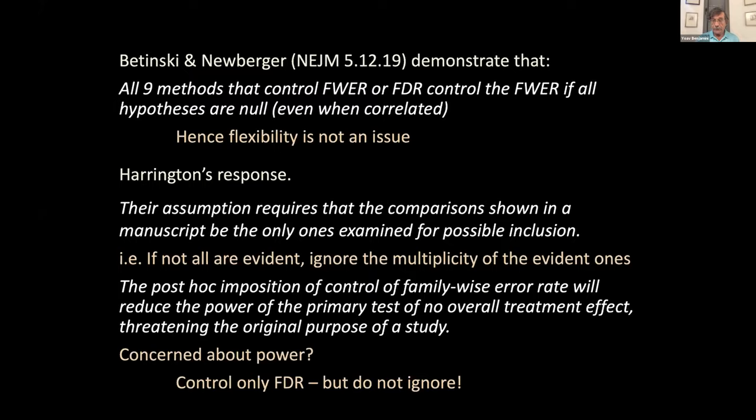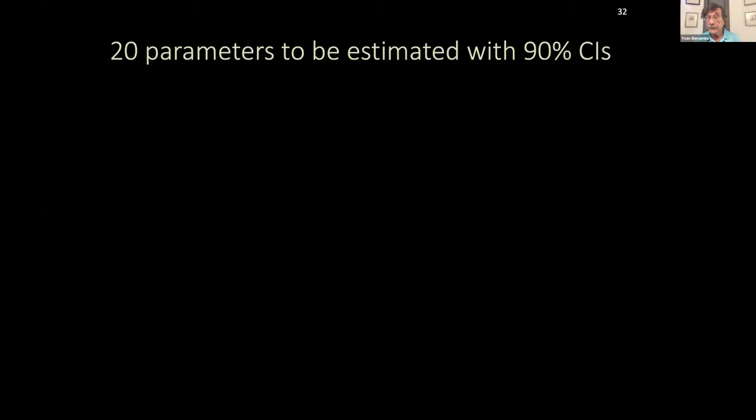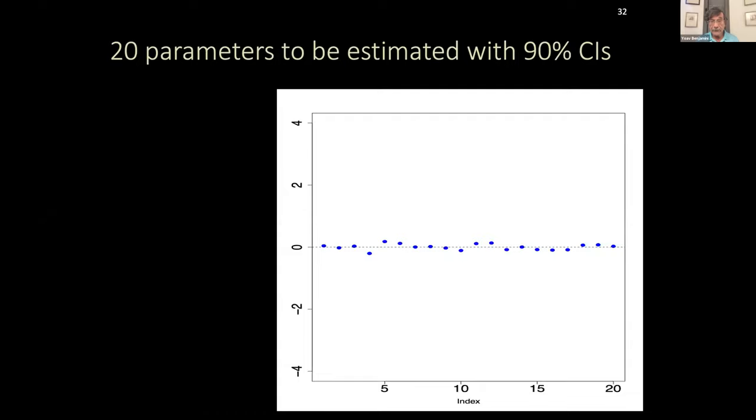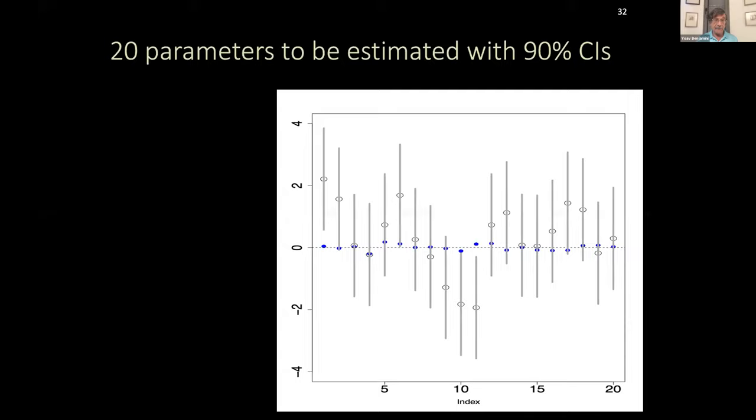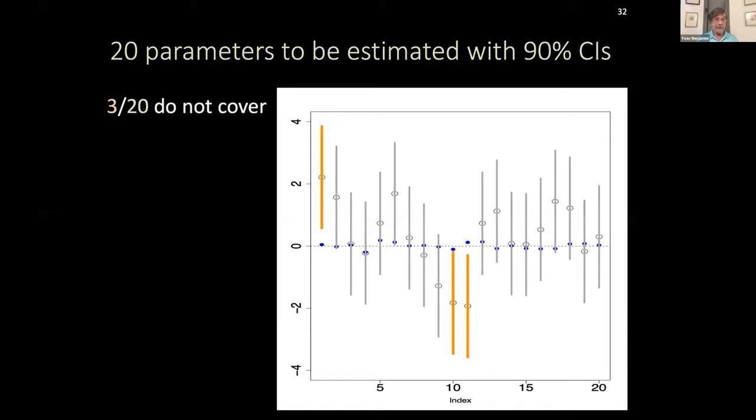I want to give a quick simulation of what happens when you fail to notice that confidence intervals have the same sensitivity to selection as p-values. Here you have 20 values of the parameters. None of them is at zero. And you have 20 estimates of the parameters. Create 90% confidence intervals, and some cover the parameter and some do not. In fact, in this case, 3 out of the 20 do not cover. It's 90% confidence intervals, very reasonable.